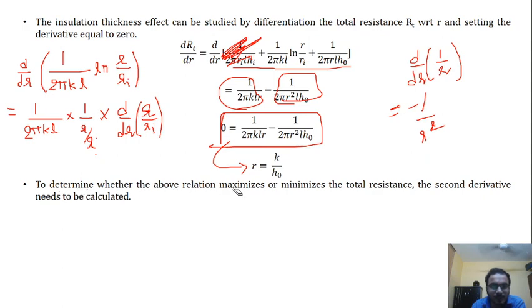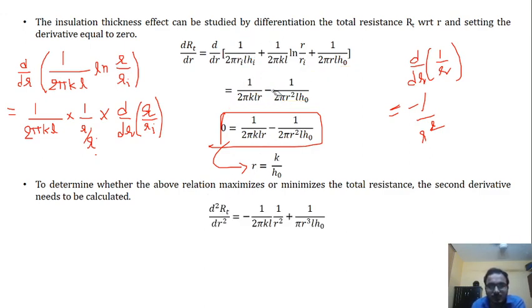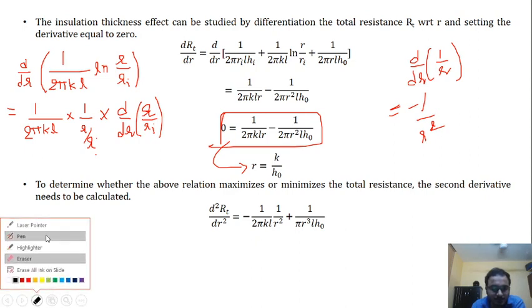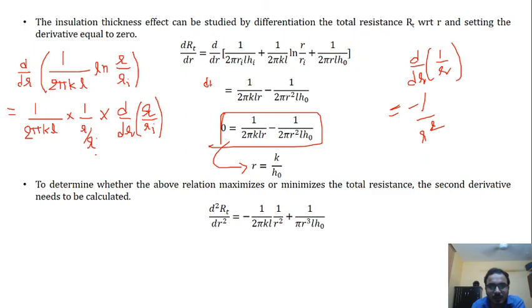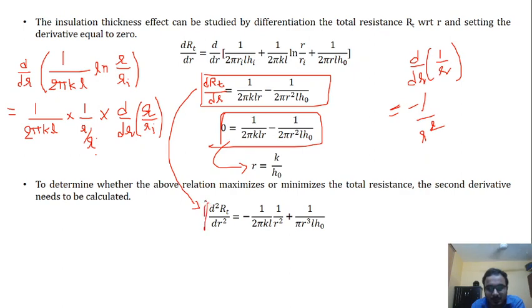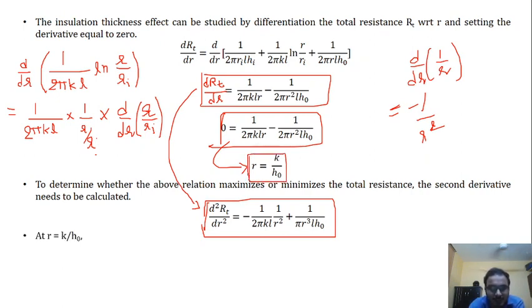And to determine whether the above relation maximizes or minimizes the total resistance, we need to calculate the second derivative. So here, see, this is our first derivative, dRt upon dr. So we need to differentiate this again. The differentiation of this will be this. So here this is the second derivative, and in this second derivative we need to put the value of r as k upon h0. So at r is equal to k upon h0, the value of d2 Rt upon dr square will be this.